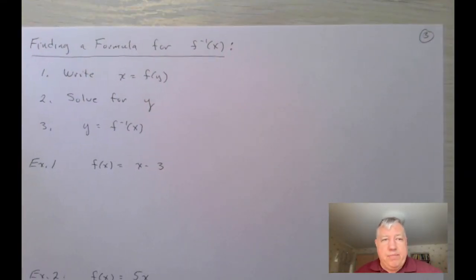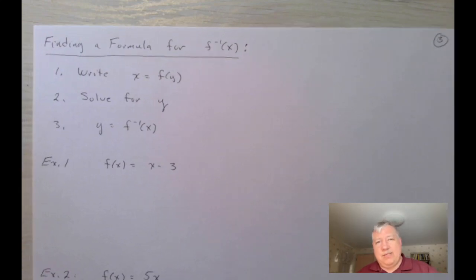Okay, welcome back everybody to part 2 of this lesson. We've just found out what the inverse of a function is and what it means in terms of their graphs. Now we just want to figure out, well, we know how to find the inverse of a function at a point. Let's see if we can find a general formula.